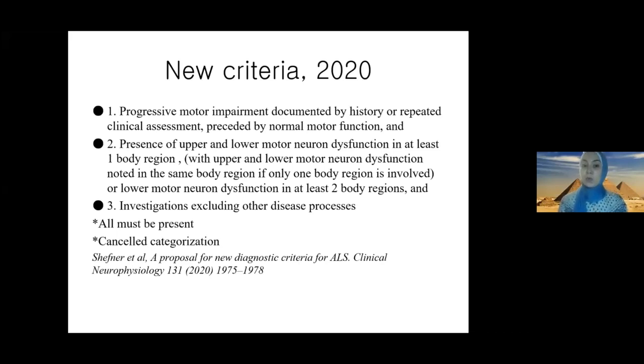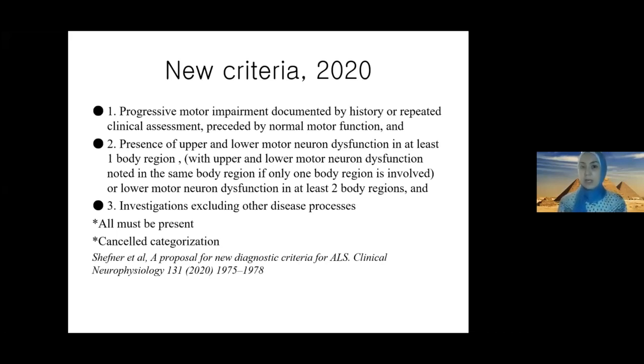Or lower motor neuron dysfunction in at least 2 body regions. So what do I need? An upper motor plus lower motor in 1 region, or lower motor neuron dysfunction only in at least 2 body regions. And the investigations excluding any other disease process. We have to note that all 3 criteria must be present, and we note that they canceled categorization. There will not be any more probable, possible, definite, that's it, it's gone.